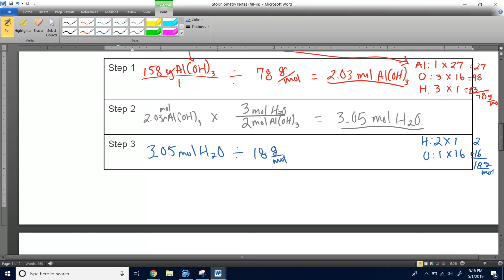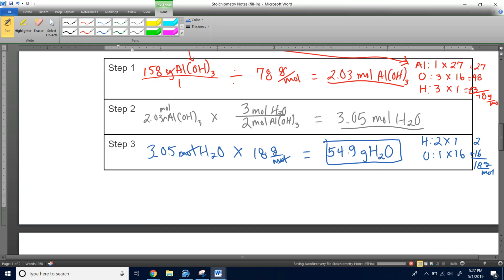Then when we do this, whoops, we don't divide. Sorry, guys. Mr. Delgado did something wrong. We don't divide. We multiply. My apologies. Then when we do this, we see that moles cancel. And when we do the calculation, we get a value of 54.9 grams of water. And this, ladies and gentlemen, is our final answer.